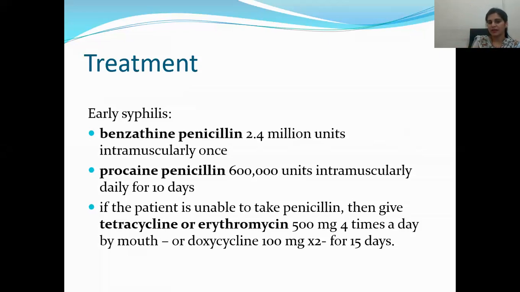And then procaine penicillin should be given 600,000 units intramuscularly daily for 10 days. If the patient is unable to take penicillin, or if he or she is allergic to penicillin, then you will give tetracycline or erythromycin.